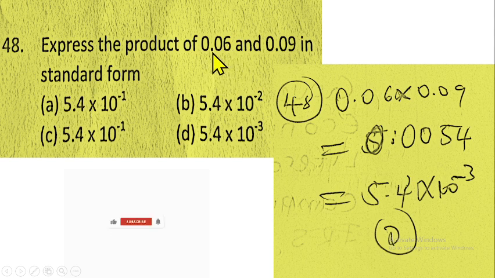To multiply this by this, then change the answer to standard form. If you multiply them, you have 0.0054. Then to get the standard form, you move the decimal point to between 5 and 4: 1, 2, 3. So that should give us 10 raised to the power minus 3. That gives us 5.4 times 10 raised to the power minus 3. So option D is the correct option for question number 48.